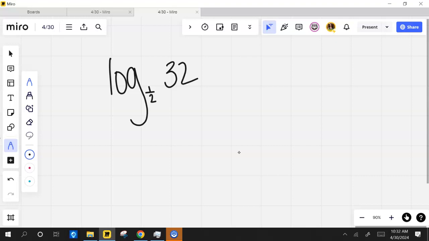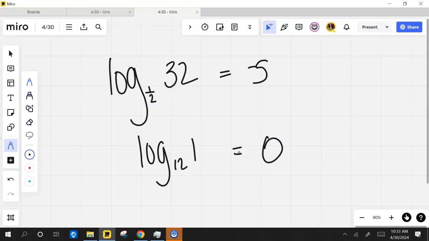All right, so I hope you see kind of what we're doing here and how these are related to the exponent. So you're looking for the exponent that would make it true. So if I asked you log base 12 of 1, what do I need to raise 12 to in order to get 1? 0. Because the only way to get 1 is if it's 0.